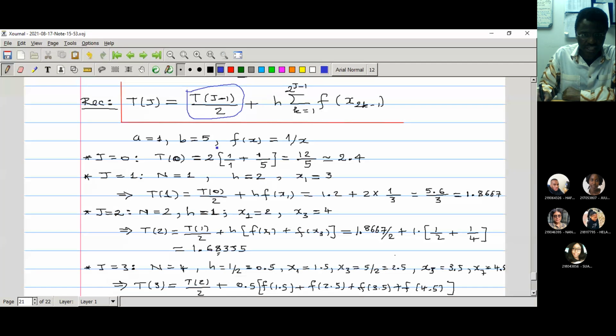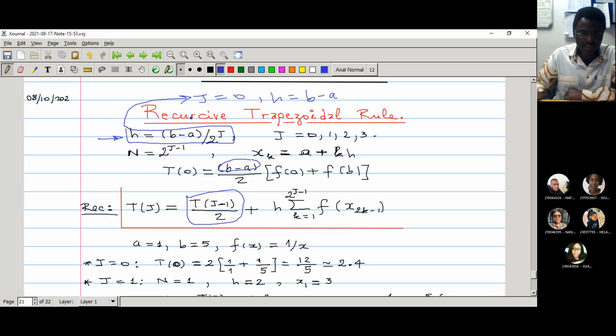Because initially here, when j is equal to 0, b minus a is 4. So h is 4 here. Then after 4, you see that it's 2, is half. After 2 is 1, it has been halved. After is 0.5, so it has been halved, and so forth. So we are halving each time. And when we take this formula T0 divided by 2, we are also having the h that is in this expression. The h that appears here is also half. So wherever it appears, it is half. So this is our recursive formula.